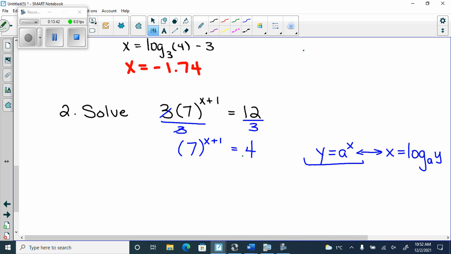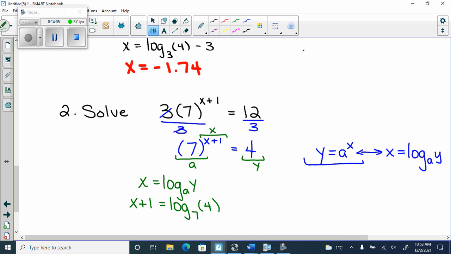y is by itself and the 4 is by itself. a is the base. x plus 1 is x. And I rewrite my log formula underneath: x equals log base a of y. I get x plus 1 equals log base 7 of 4.